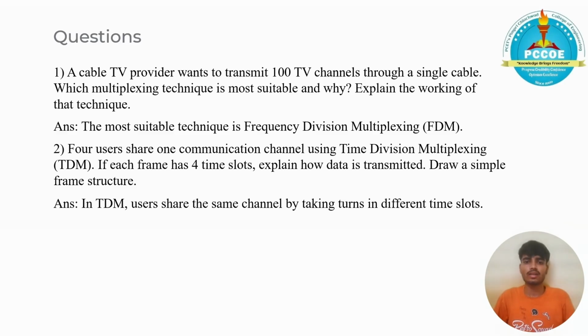Now let us look at some questions on multiplexing. First, for transmitting 100 TV channels through a single cable, the best technique is frequency division multiplexing or FDM. In this method, each channel is assigned a different frequency so all channels can be transmitted simultaneously without interference. Second, in time division multiplexing or TDM, four users share the same channel using different time slots. Each user sends data in their assigned slot one after another, and the cycle repeats continuously. So FDM divides by frequency, while TDM divides by time.